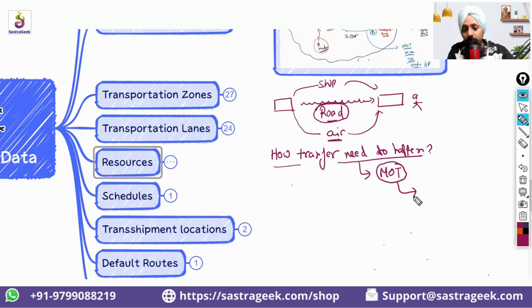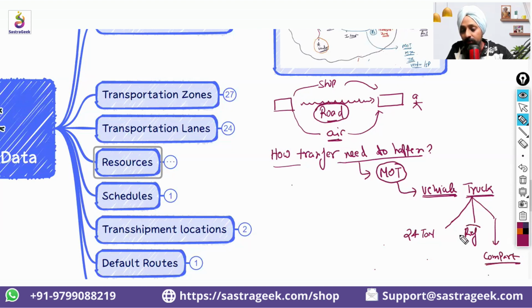to transfer through road, what kind of resource you require, what kind of vehicle you will require. You said that, okay, I will require a truck, right? Then it comes to what kind of truck you will require, whether you require a 24-ton truck, whether you require a refrigerator truck, whether you require a truck with compartments. Now, this part is your resource.